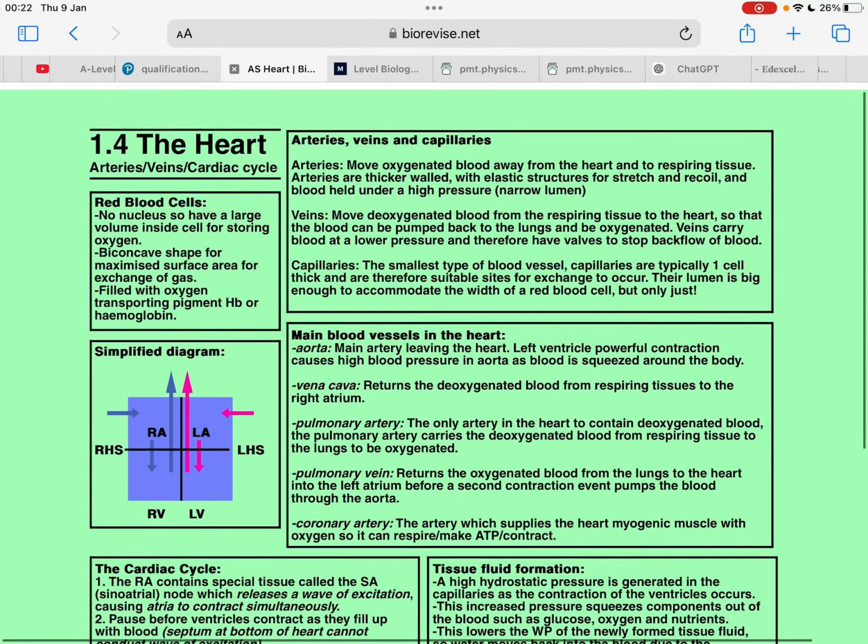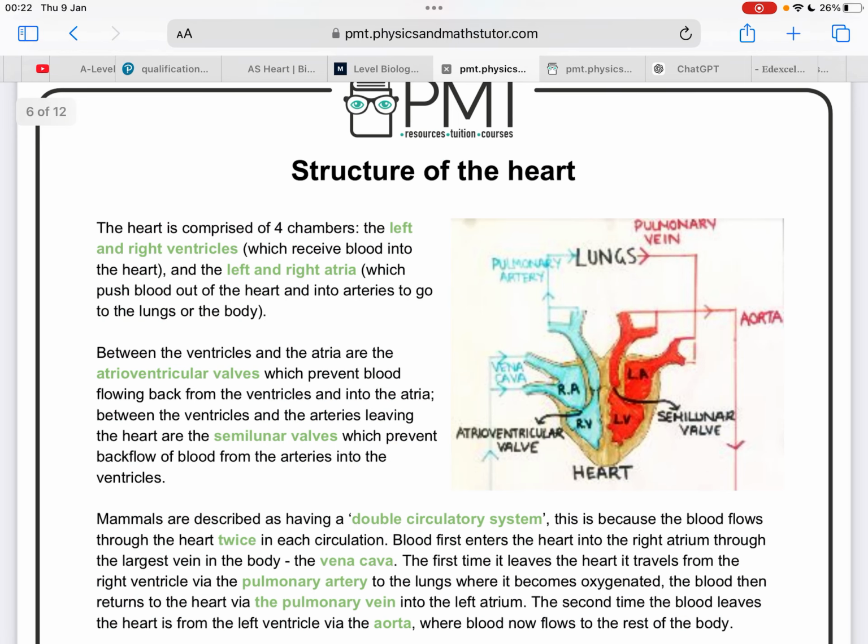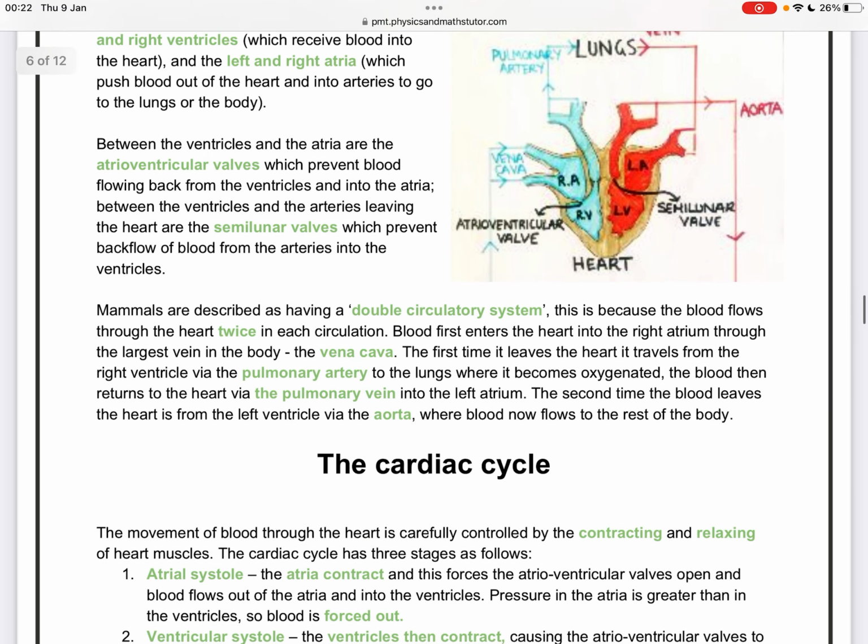Okay, great. Let's now study the structure of the heart. The heart is comprised of four chambers, the left and the right atria, which receive blood into the heart, and the left and right ventricles, which push blood out of the heart and into arteries to go to the lungs or the body. Between the ventricles and the atria are the atrioventricular valves, which prevent blood flowing back from the ventricles and into the atria.